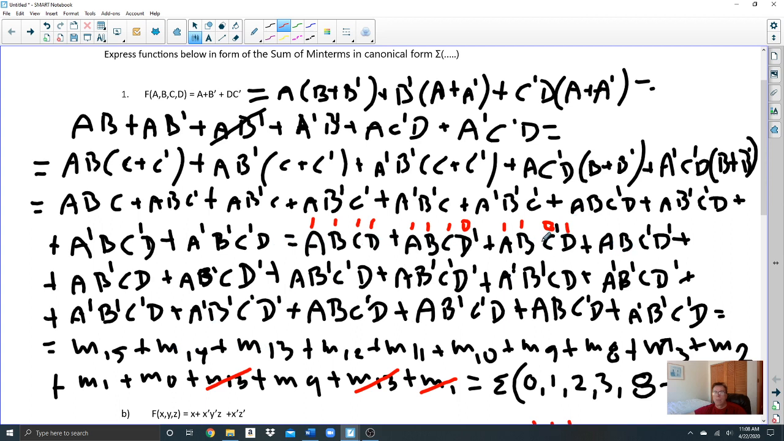So I'm doing it with all my minterms right here. This one is 1, 1, 0, 0, which is minterm 12. Next one is minterm 11, 10, 9, 8, 3, 2, then m1, m0, then minterm 13, 9, 13, 1. So all those terms were converted into minterms right here.